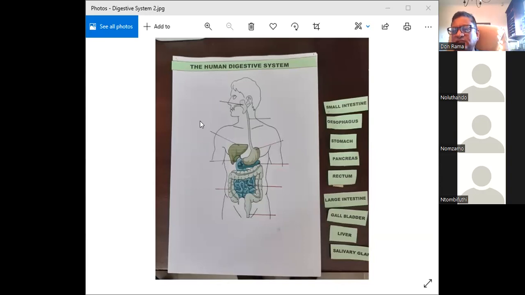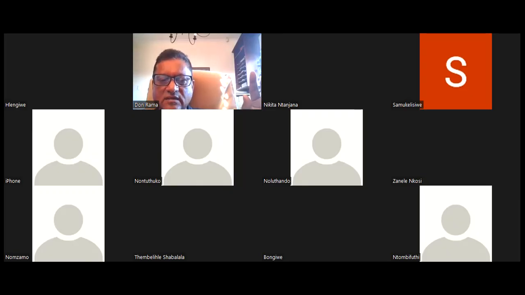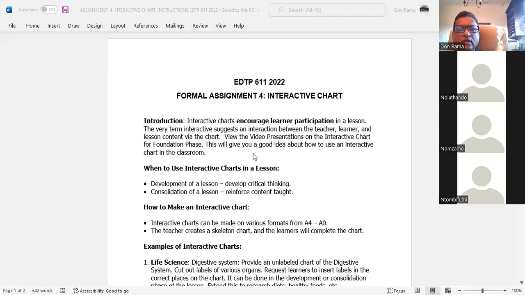an interactive chart is. Now you can have interactive charts in many, many subjects, and we'll go back now to the assignment so you'll understand the assignment better now. Okay, so having looked at the human digestive system, let us read the assignment.